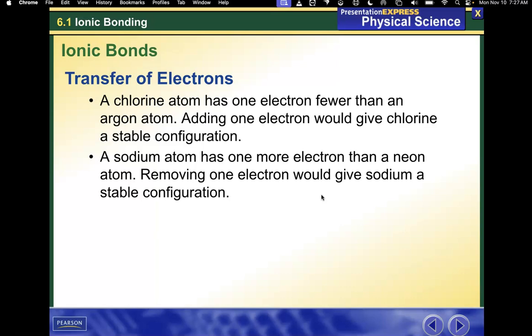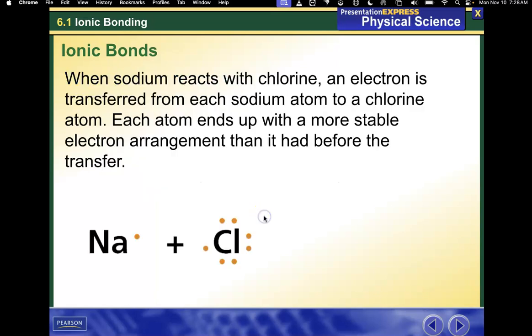A chlorine atom has 1 electron fewer than an argon atom. Adding 1 electron would make chlorine a stable configuration. A sodium atom has 1 more electron than a neon atom. Removing 1 electron would give sodium a stable configuration. When sodium reacts with chlorine, an electron is transferred from sodium to chlorine. Each atom ends up with a more stable electron arrangement than it had before the transfer. So the electron goes from sodium to chlorine.